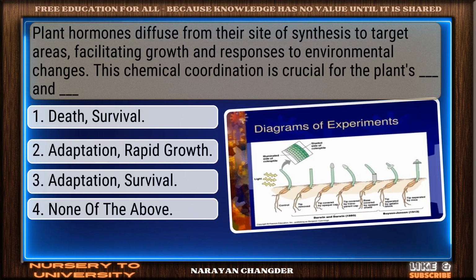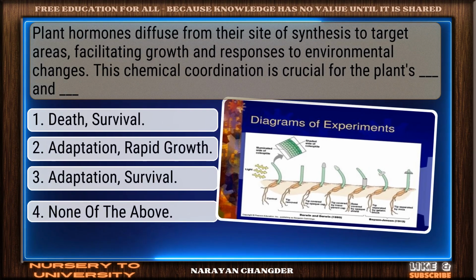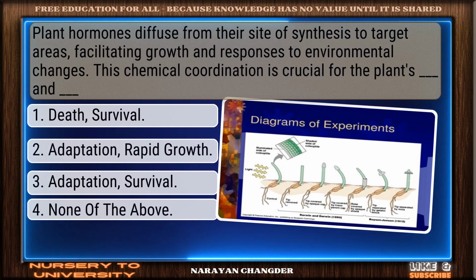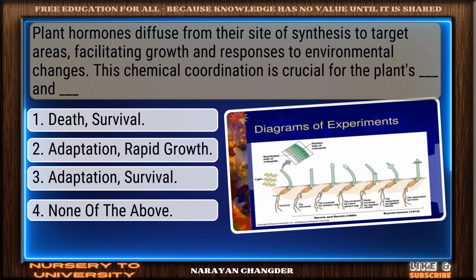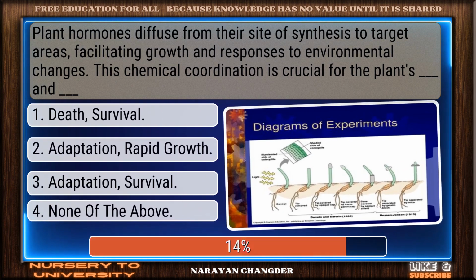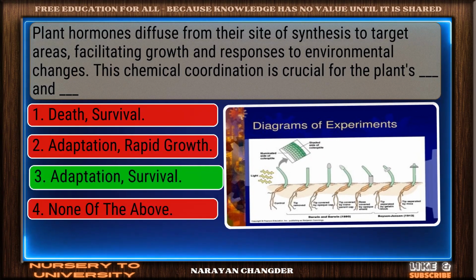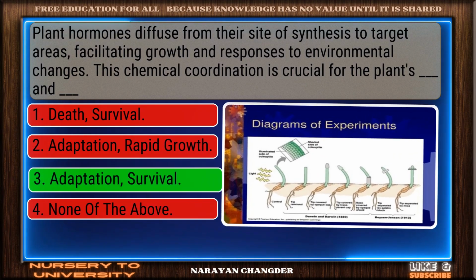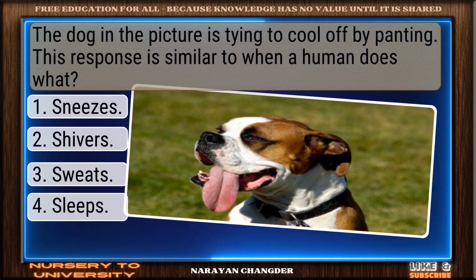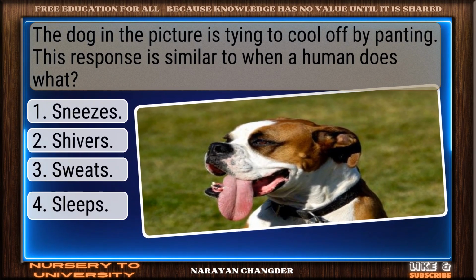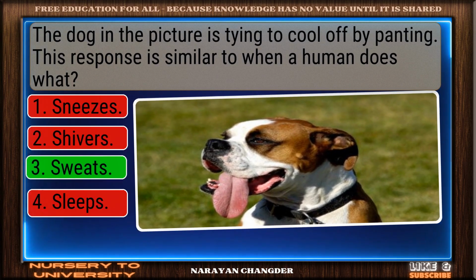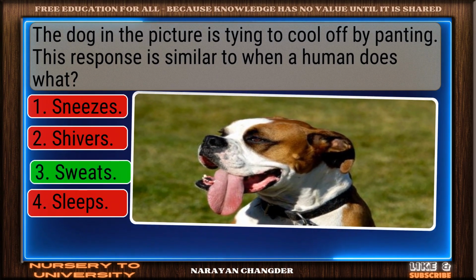Plant hormones diffuse from their site of synthesis to target areas, facilitating growth and responses to environmental changes. This chemical coordination is crucial for the plant's adaptation and survival. Nice selection. Adaptation, survival is correct. The dog in the picture is trying to cool off by panting. This response is similar to when a human does what? Well picked. Sweats is correct.